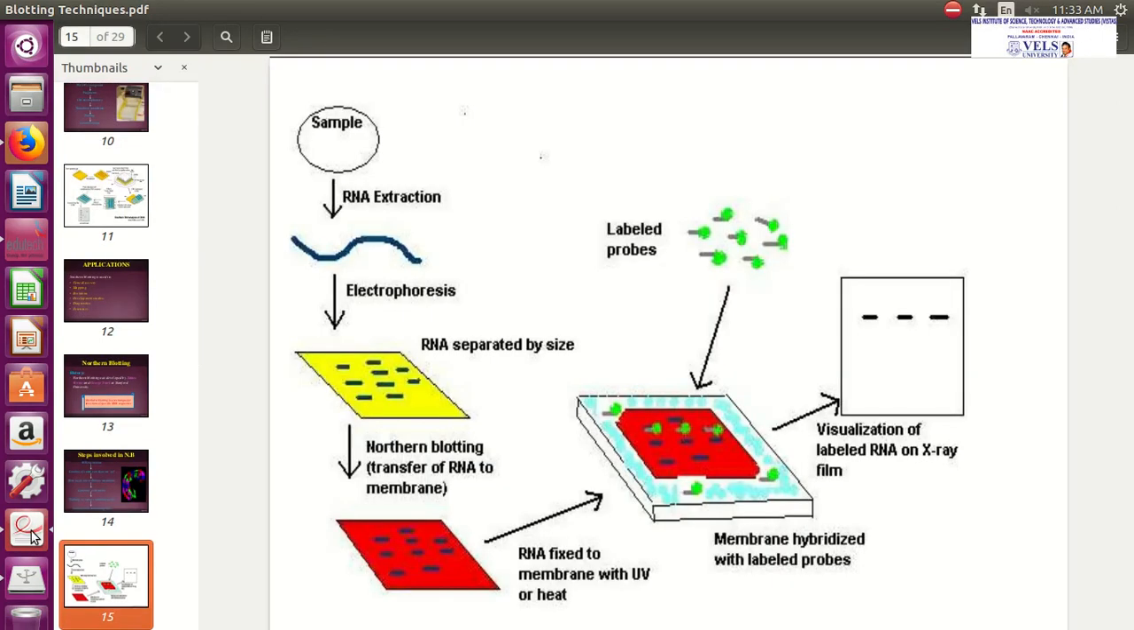This is the figure which explains the Northern blotting. See the figure. We have the sample. From the sample we have to isolate the RNA. When RNA is isolated, it will undergo electrophoresis.